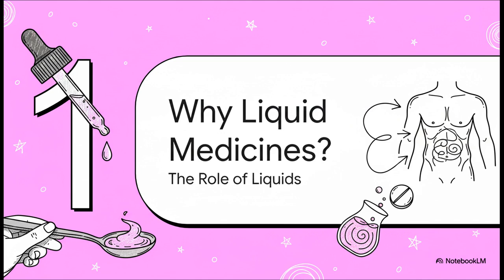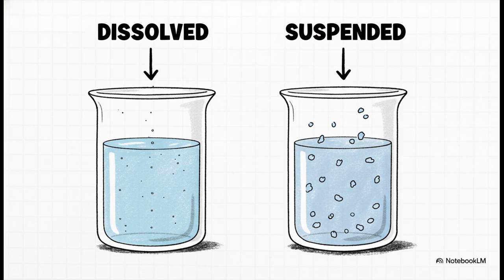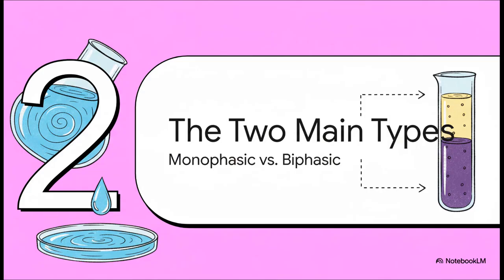Why do we even bother with liquid medicines when pills seem so easy? Well, it's all about understanding their fundamental role in getting drugs into the body effectively. At its heart, it's actually pretty simple. A liquid dosage form is just a drug that's been mixed into a fluid. It's either completely dissolved, kind of like sugar in your coffee, or it's suspended as tiny little particles floating around in there. But of course, it's not that simple.